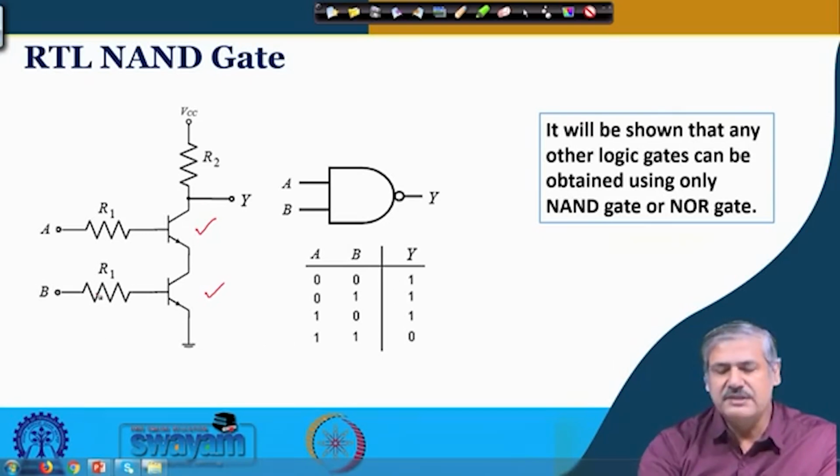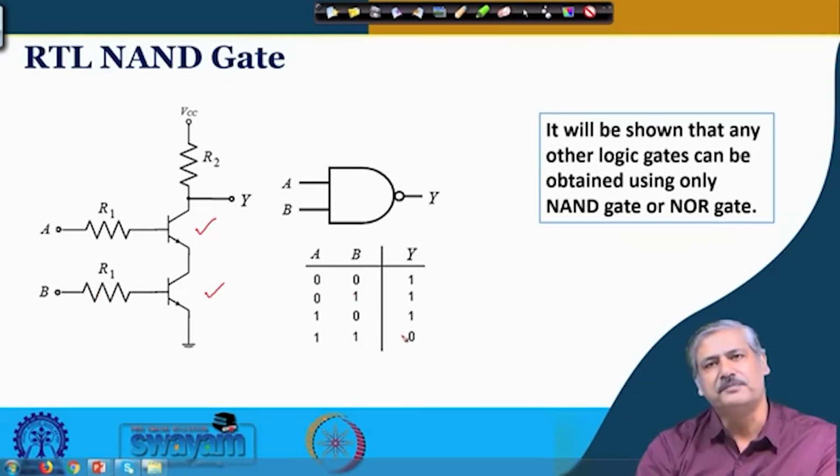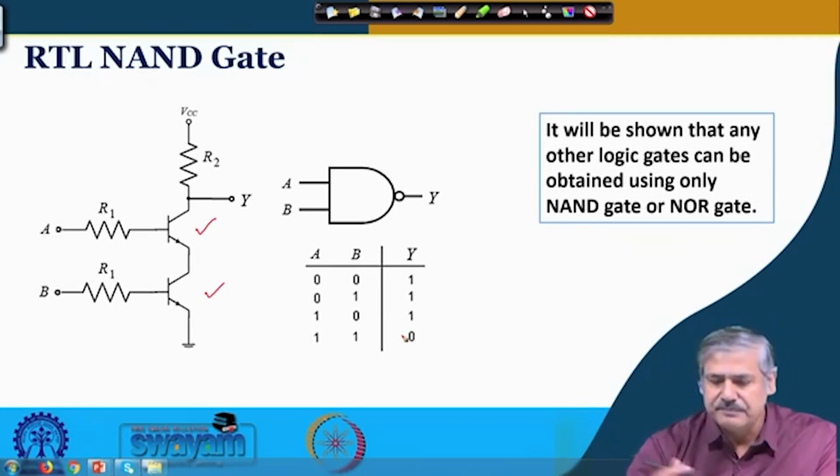So, this kind of circuit behaves like a NAND gate. If you look at the truth table, any one of them is low, output is high, any of them is high, output is low. Okay. And later on we shall see that using NAND gate and NOR gate, any other gate we can develop. We can also look at that, but we shall see later.